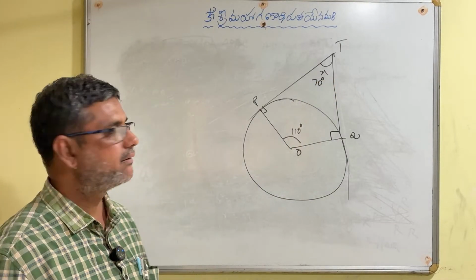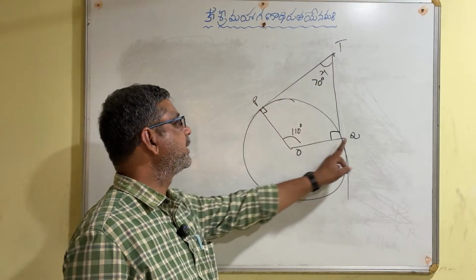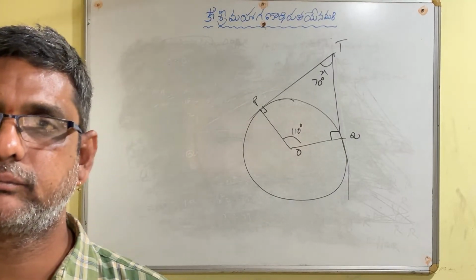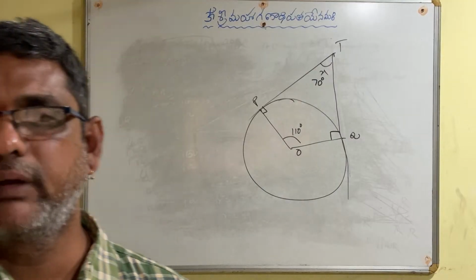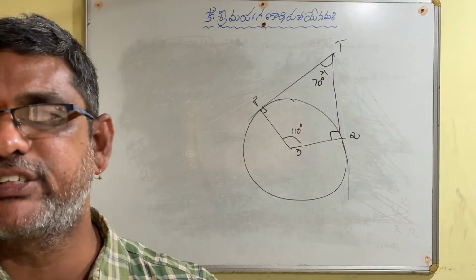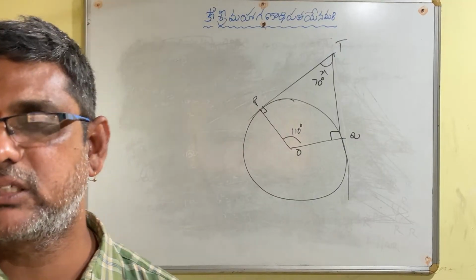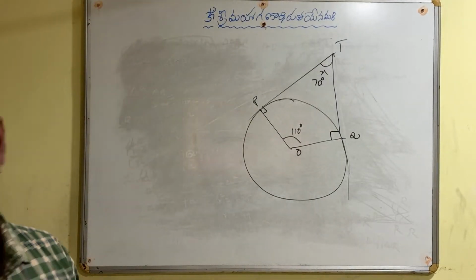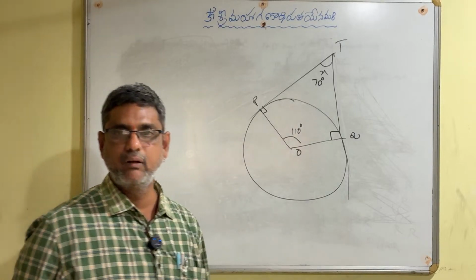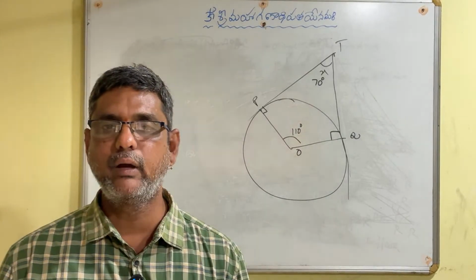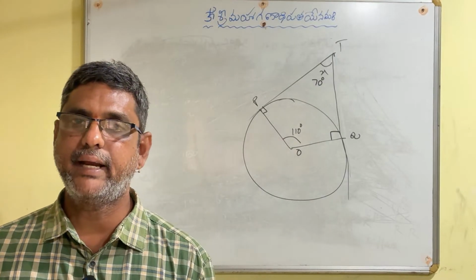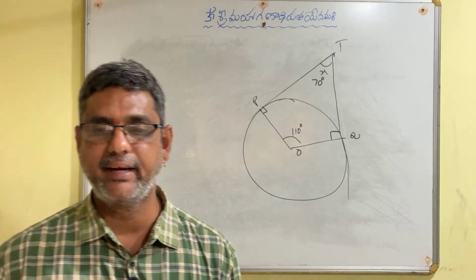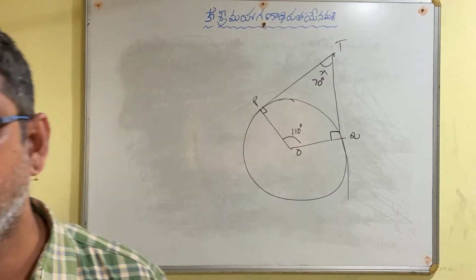Why 70? TPOQ is a quadrilateral. And we know the sum of interior angles of a quadrilateral is 360 degrees. We know 3 angles, and it is easy to find the 4th angle. We know angle P, angle Q, and angle O. So 90 plus 90 is 180, plus 110 is 290. The remaining angle is 70 degrees. Good.